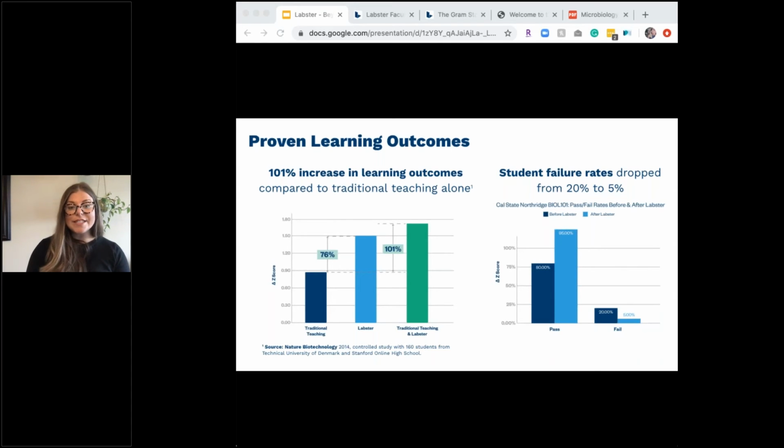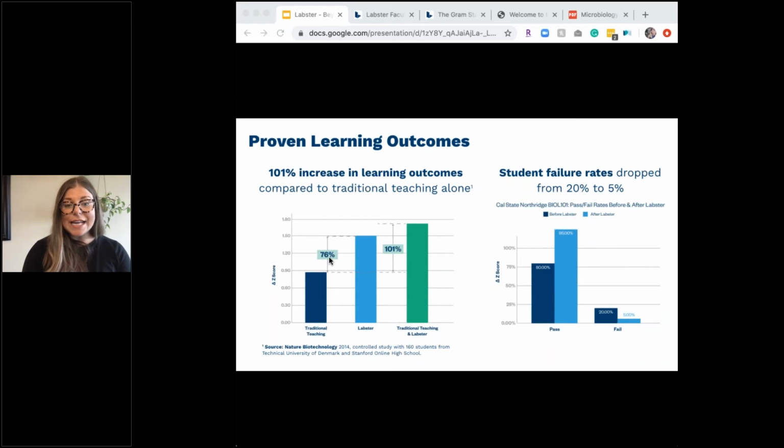We then wanted to study how Labster could be used to flip the classroom, like I'm sure so many of you are familiar with. So for the second section, we assessed the impact of learning using Labster in combination with a traditional lecture. The result was a 101% increase in learning outcomes compared to traditional teaching alone.